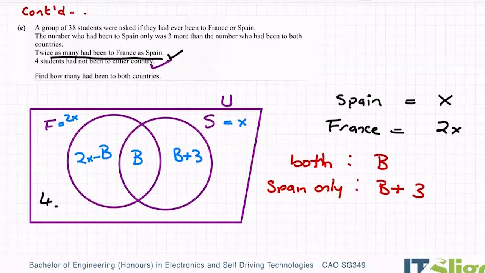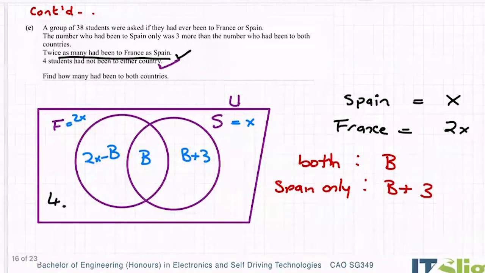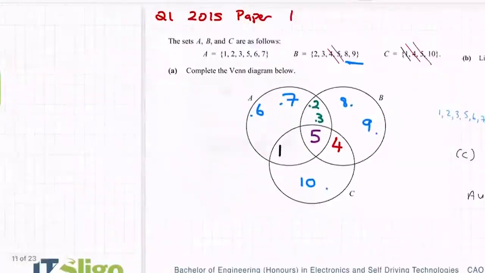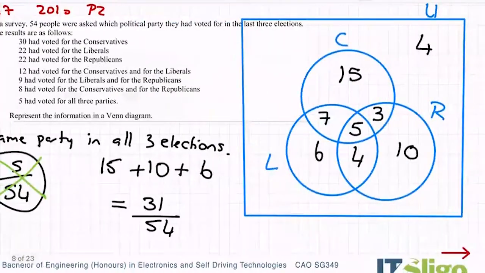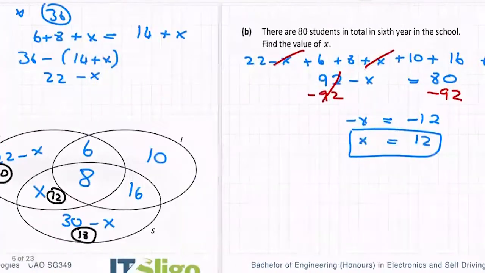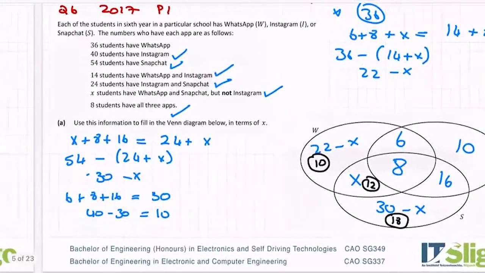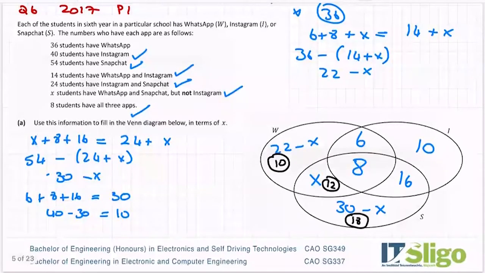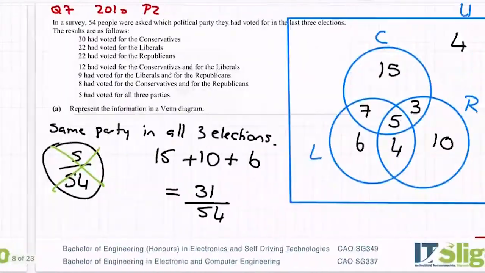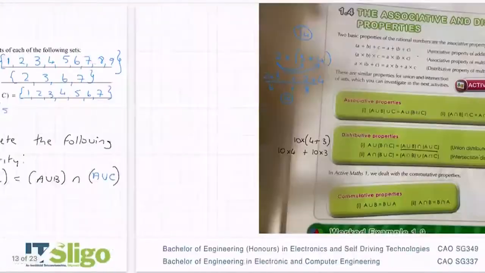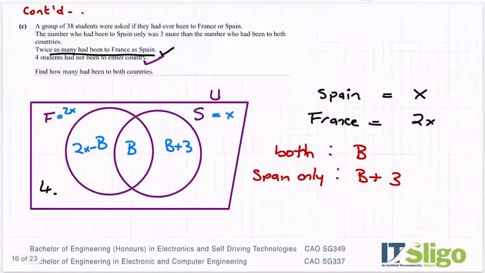Okay, and then I have to solve it to find out how many have been to both countries. Now, if you go back to the other question we did, the one that had x in it, if you can remember the question we did, it's a good bit back now. It was this one on the WhatsApp, question 6, 2017. When we did that x question, how did we solve it?